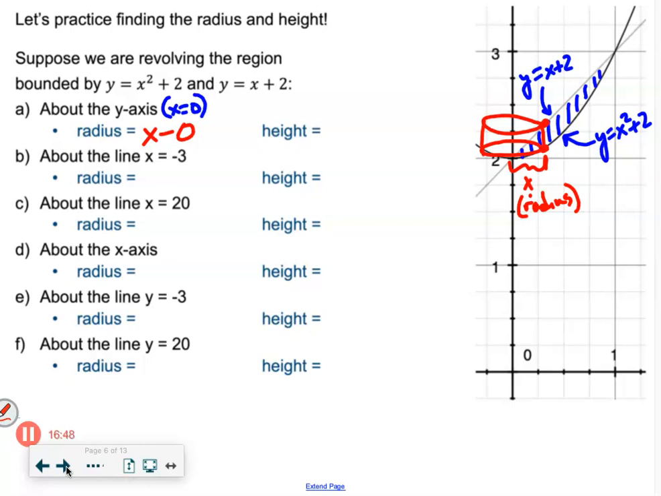Now your height is just top minus bottom, right? Top minus bottom with the boundaries. So your height would be x plus 2 minus x squared plus 2. So x plus 2 minus x squared plus 2.